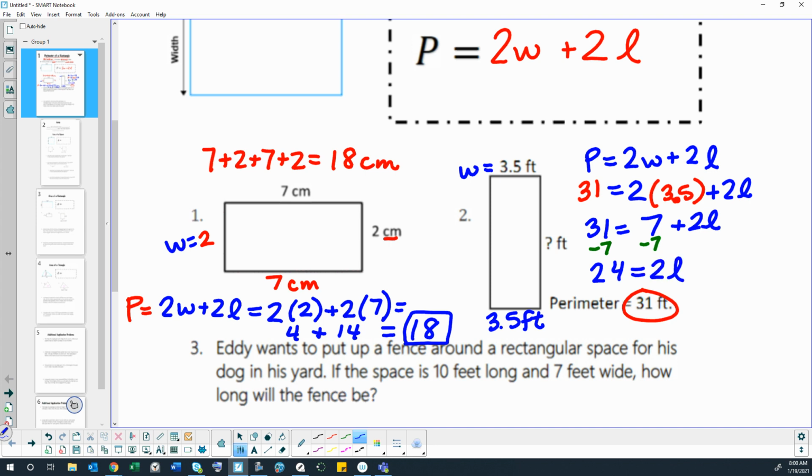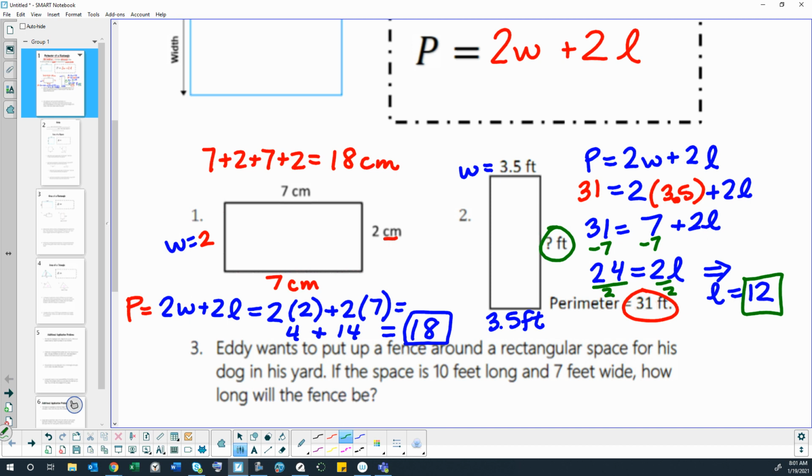Now, just like any algebra problem, when we want to get a variable by itself, we divide by the number in front of the variable. So if we're trying to solve for L, we would want to get rid of the 2. If 2 lengths is 24, then how long is 1 length? That will mean that 1 length equals 12, correct? Because if we divide both sides by 2, 24 divided by 2 is 12. So we just found the answer to the question mark here. The length of our rectangle is 12.